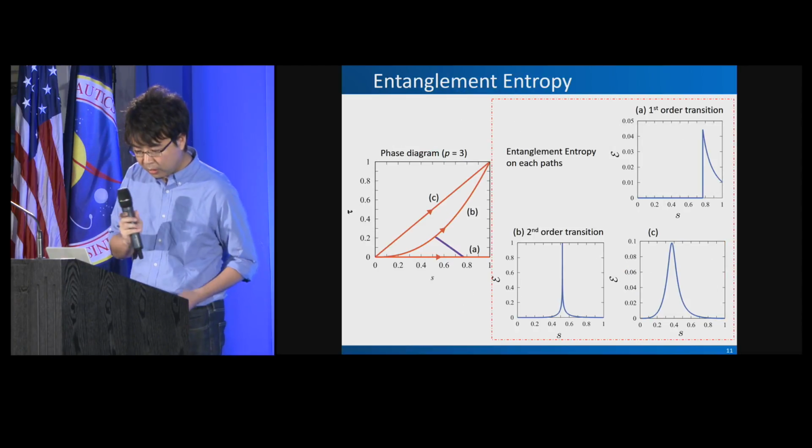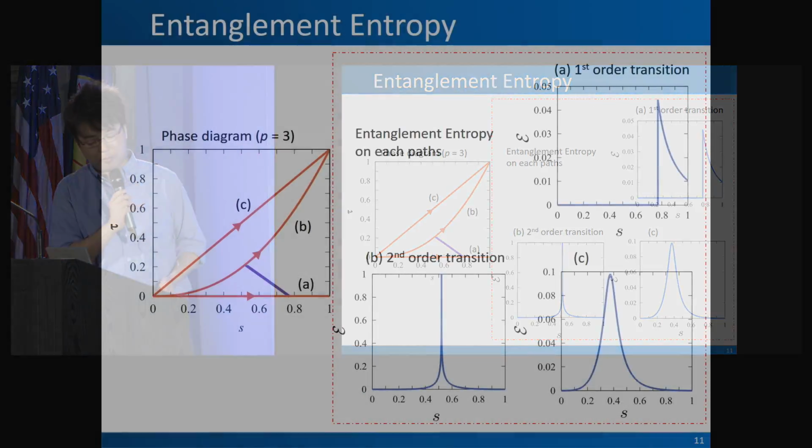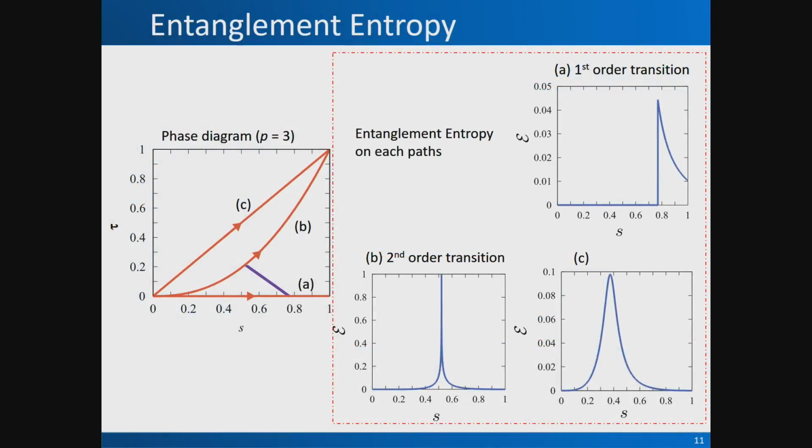So we can check the phase diagram by evaluating the entanglement entropy. To calculate the entropy, we divided the system into two half subsystems, and we calculate the entropy between them. And this three-plot is a result for these three paths. Path A is the conventional style of quantum annealing, and this is the entanglement entropy for path A.